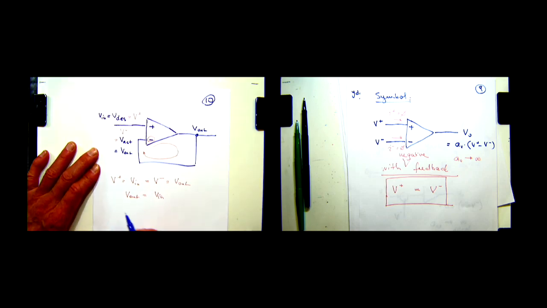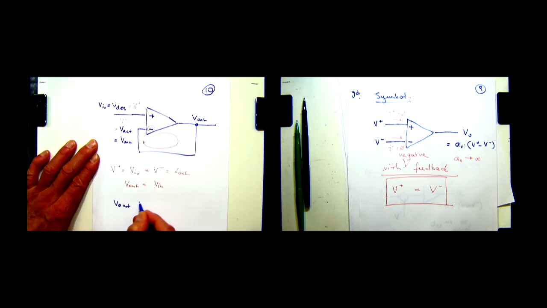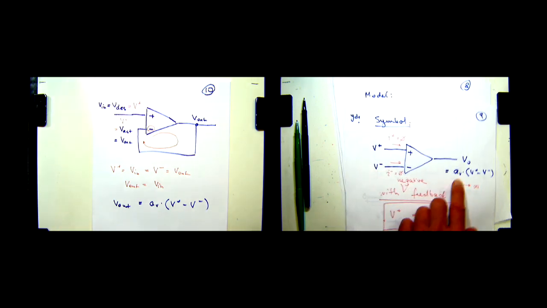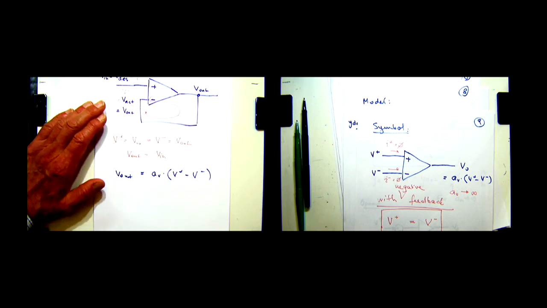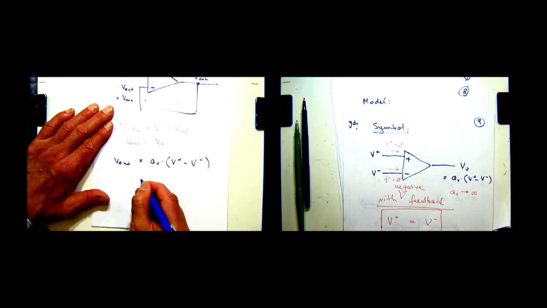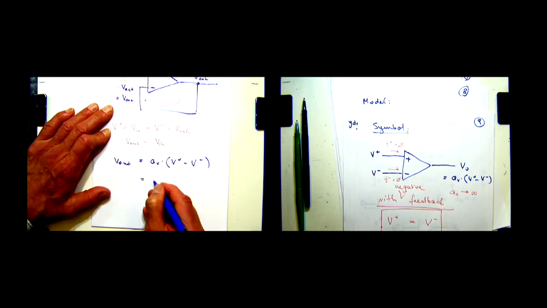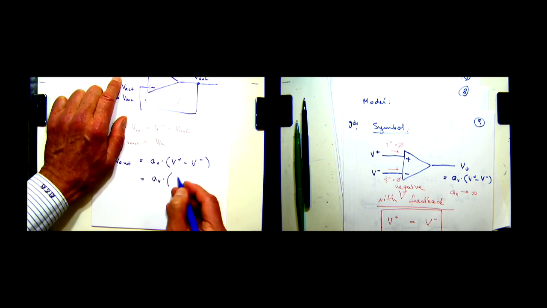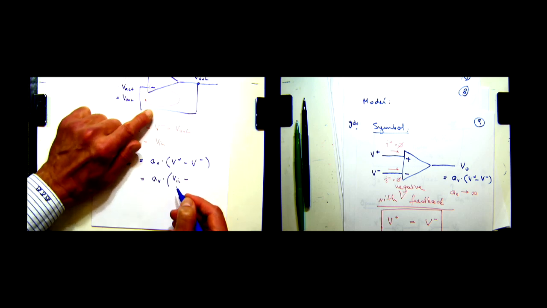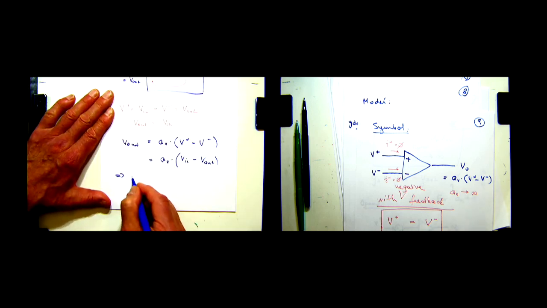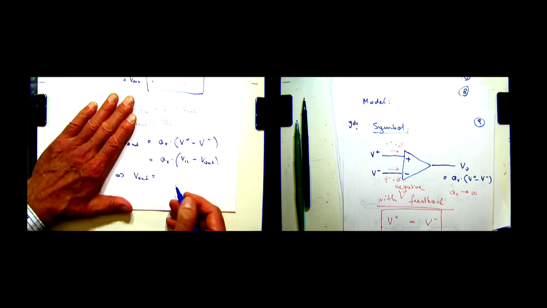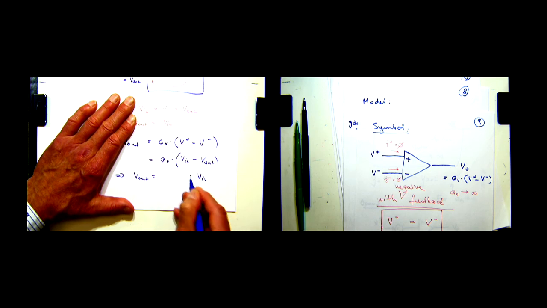Okay? So V out is equal to AV times V plus minus V minus. Right? So that's the characteristic of an operational amplifier. So then V out, that's AV times V plus, which is equal to V in, and V minus is equal to V out. Consequently, we can calculate that V out is equal to V in times AV over AV plus 1.